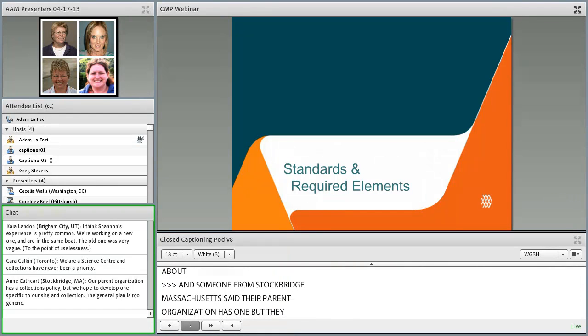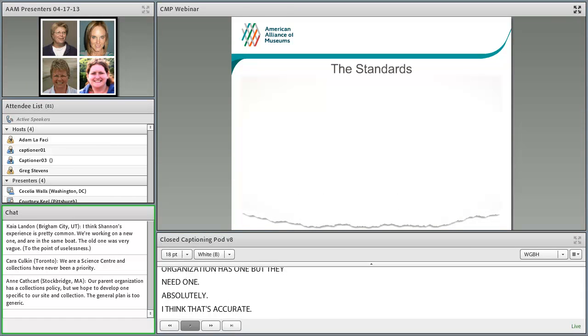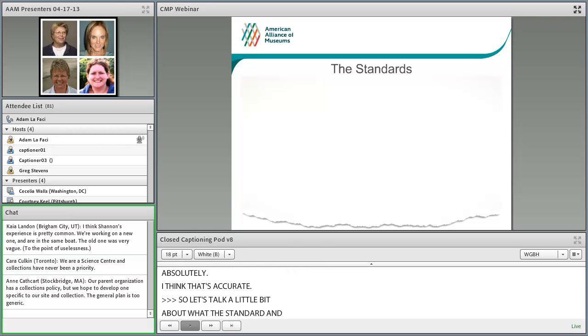So let's talk a little bit about what the standards and required elements of a collections management policy are. And presenters, as I go through these, feel free to jump in at any point.